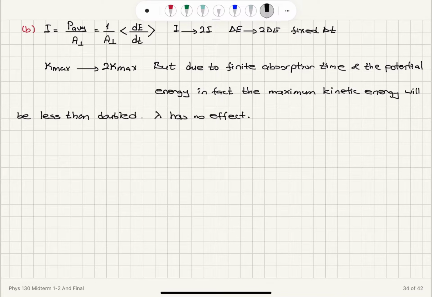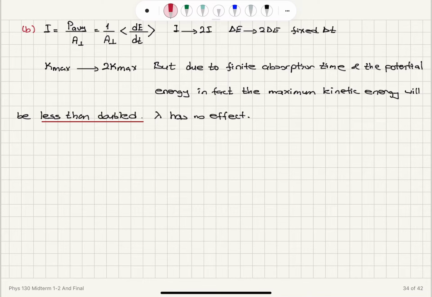So basically, by increasing the intensity, we have only a change in the energy that we're delivering per unit time. And this energy, because partially it goes to the potential energy of the electrons and there is a finite absorption time, the increase in the kinetic energy will be less than twice. So it will be less than doubled.